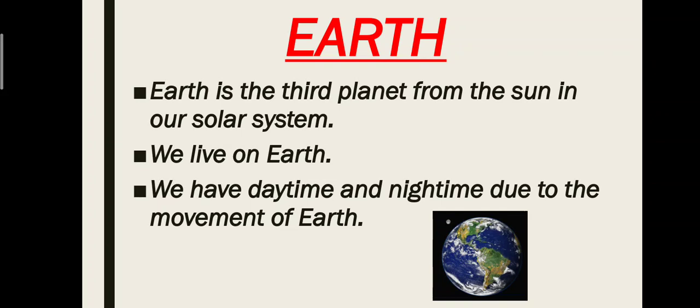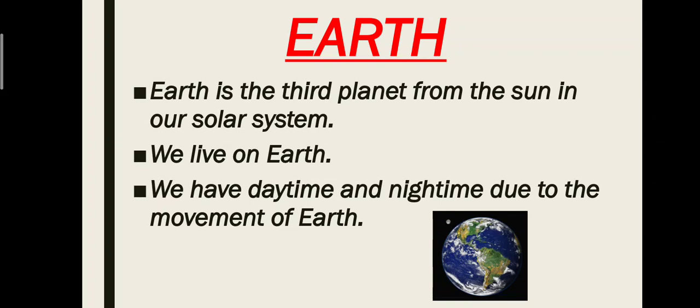As you all know, our earth is revolving around the sun, and due to the revolution of earth around the sun, sometimes we have daytime and on the other hand we have nighttime. And overall daytime and nighttime is of 24 hours.